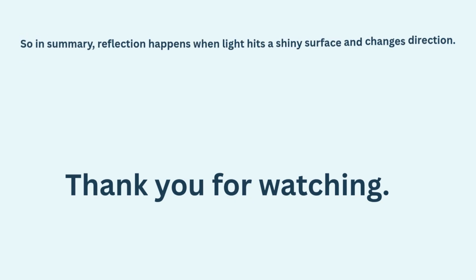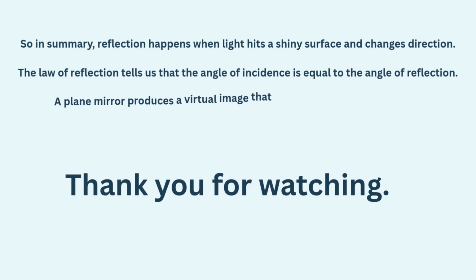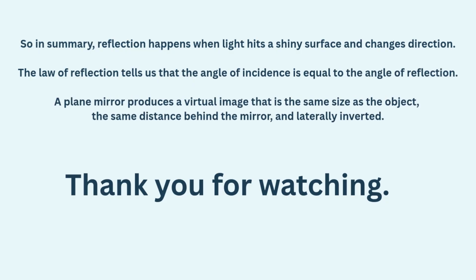So in summary, reflection happens when light hits a shiny surface and changes direction. The law of reflection tells us that the angle of incidence is equal to the angle of reflection. A plane mirror produces a virtual image that is the same size as the object, the same distance behind the mirror, and laterally inverted.